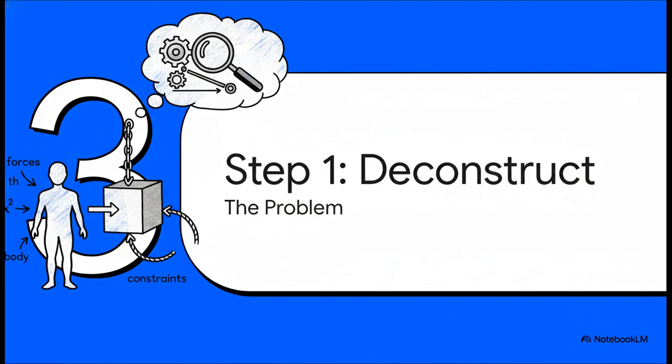Step 1, deconstruct the problem. Before we even think about writing a single F equals ma, we have to really, truly understand what's going on in this system. That means we need to identify every single object, every single force acting on it, and, this is key, every constraint that ties them all together.